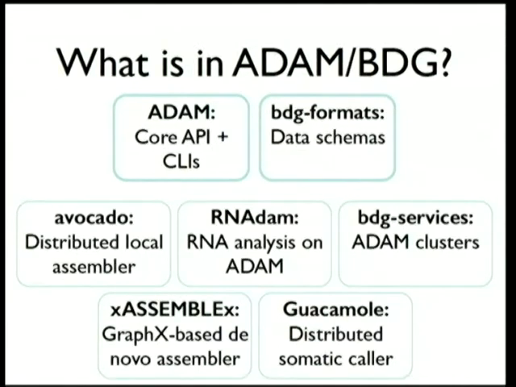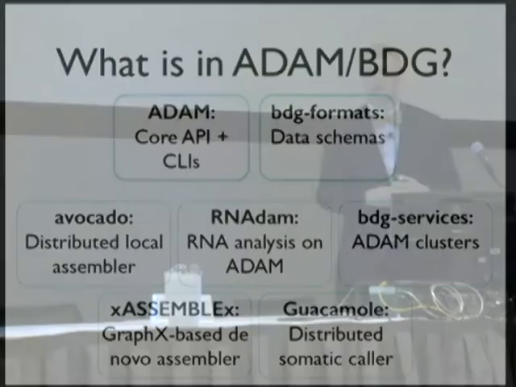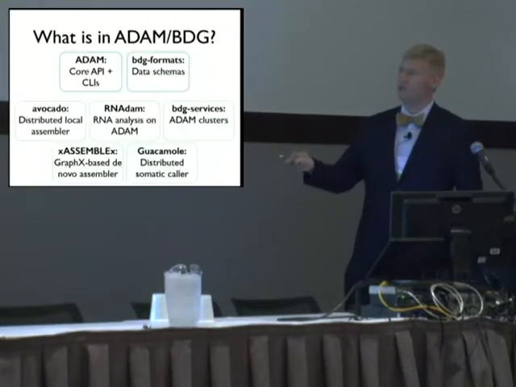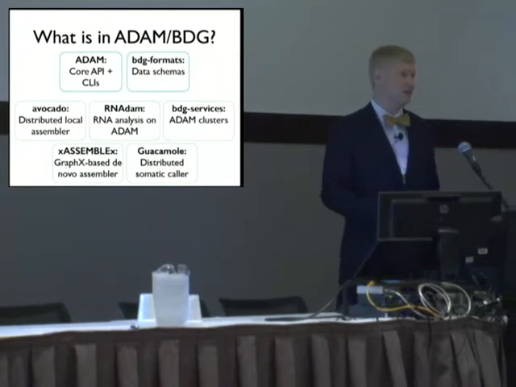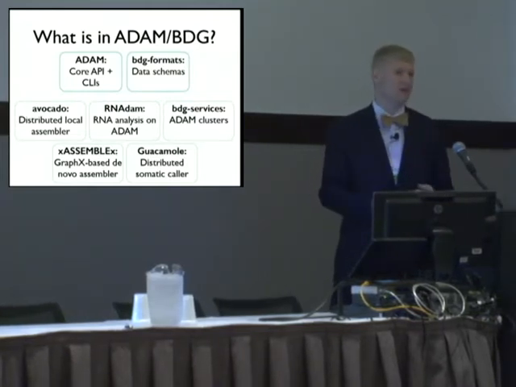What is in ADAM? ADAM is part of a bigger project called Big Data Genomics. We have two core projects. We have ADAM, which is the core API, where we provide a lot of canonical transformations and ways of doing joins with regions and other data, so ways of processing genomic data at scale. We also have BDG Formats, which is a data schema. We provide schemas for expressing reads, variant calls, assembly contigs, and genome annotations.